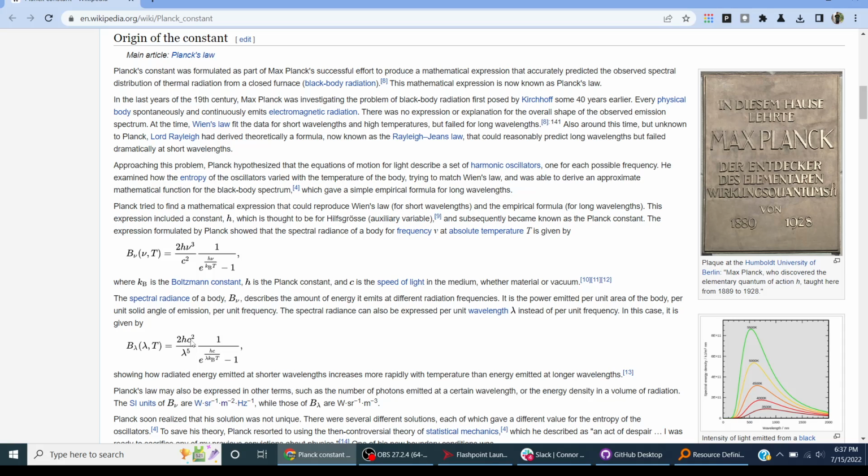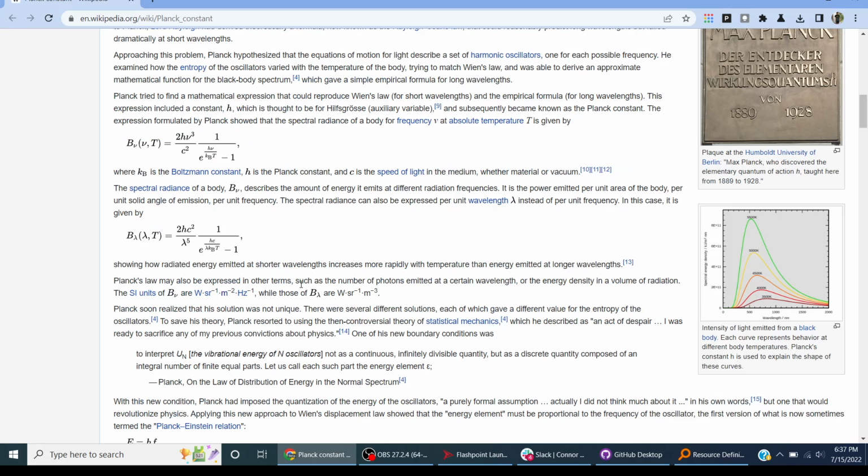2h times c squared divided by lambda to the 5th power, times 1 over e to the power of hc over lambda times k sub B times T, minus 1, showing how radiated energy emitted at shorter wavelengths increases more rapidly with temperature than energy emitted at longer wavelengths. Planck's law may also be expressed in other terms, such as the number of photons emitted at a certain wavelength, or the energy density in a volume of radiation.